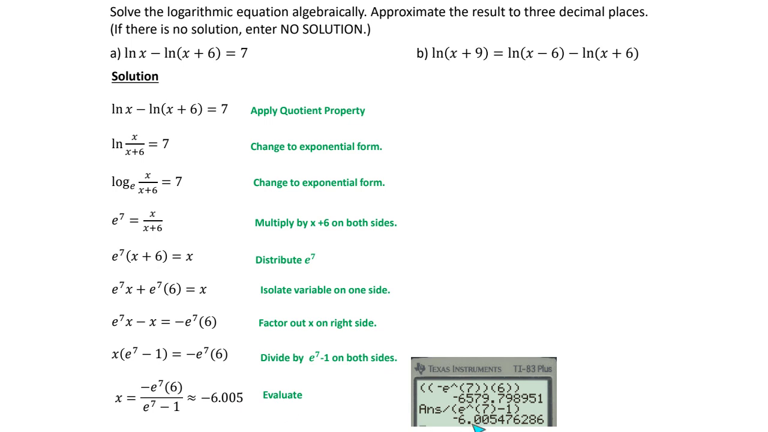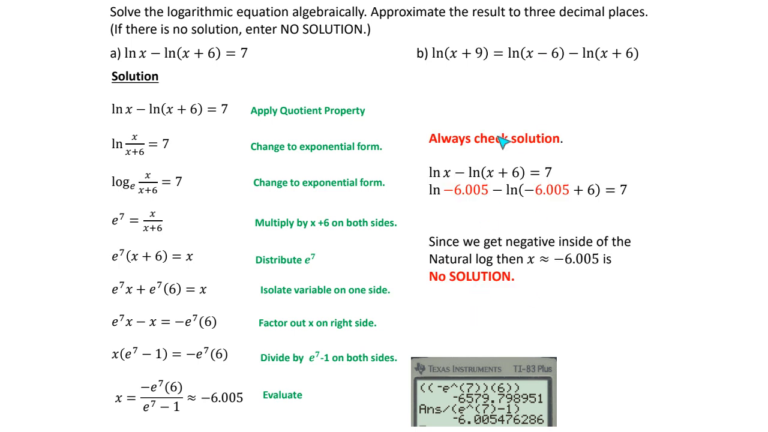Here I just showed you the steps that I did in my calculator to get that answer. Okay, let's look at letter B. Oh, and always check your solution, right? If x is negative 6 and we plug it in for x here, then we cannot take the logarithm of a negative number. Since we're going to have natural log of a negative number, that's not going to be a solution. So x equals negative 6.005 is actually not a solution.